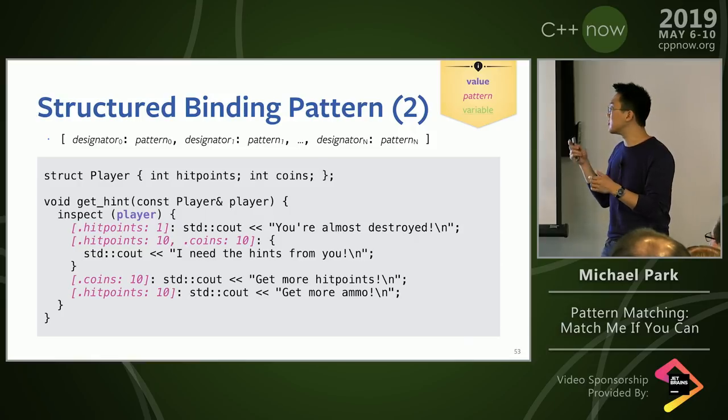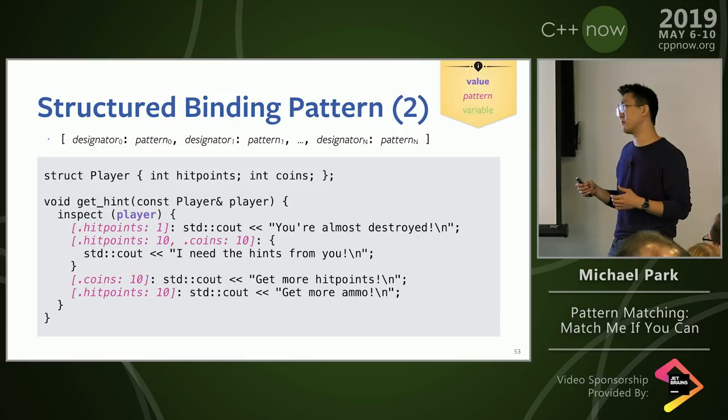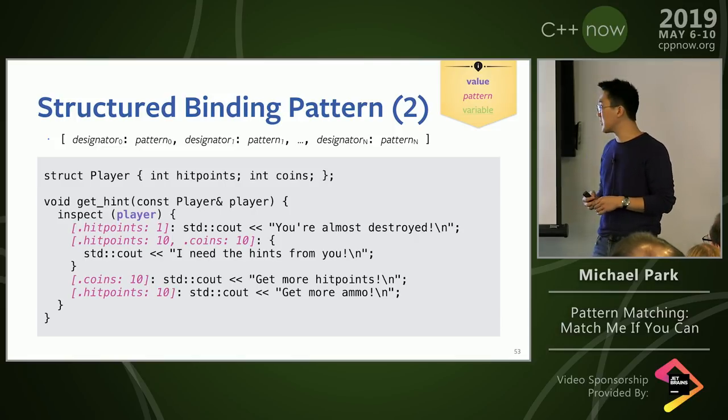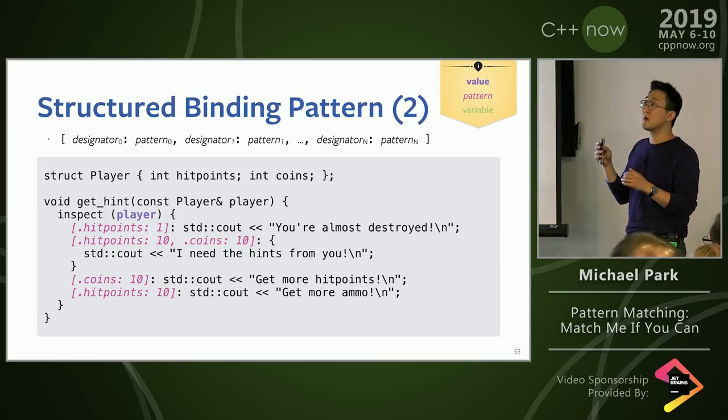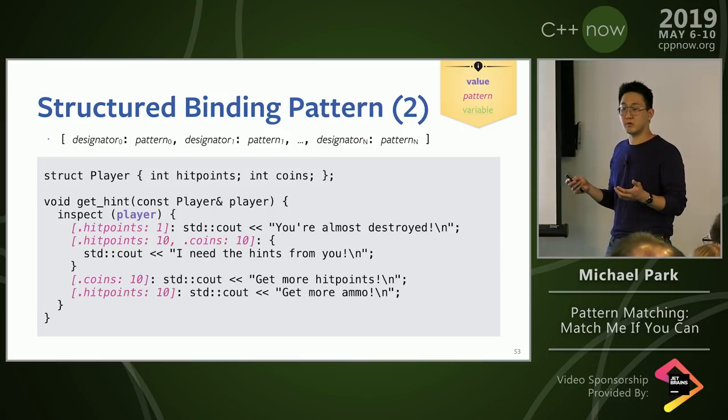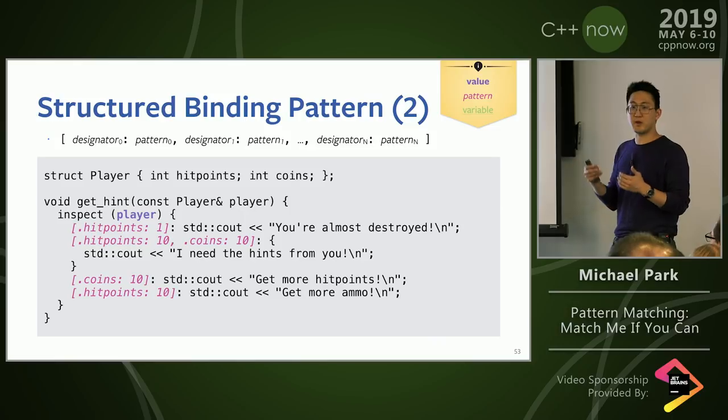So the question is, can you say dot hit points dot x, let's say, if hit points was a pair of ints? The question was, can you say dot hit points dot x to get to the x field? And the answer is, as we specified it, no. You have to say dot hit points colon square brackets dot x colon something close square bracket.